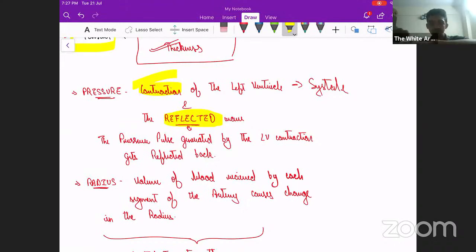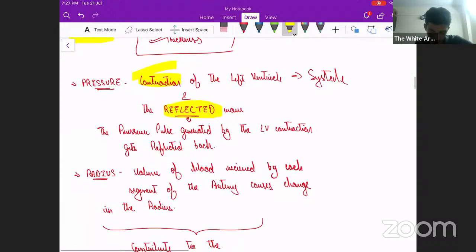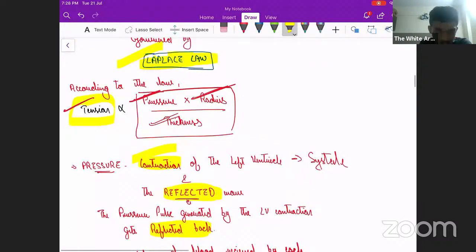So this reflected component is what we get in the diastole. The diastolic activity which you see is because of this reflected wave. So the pressure pulse generated by the left ventricular contraction gets reflected back as a reflected wave. So this was to do with the pressure component.